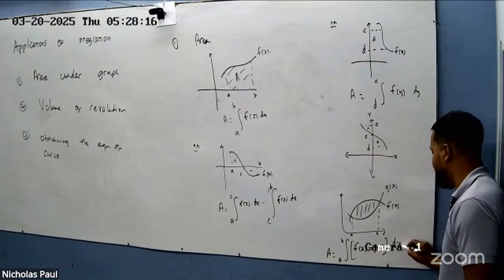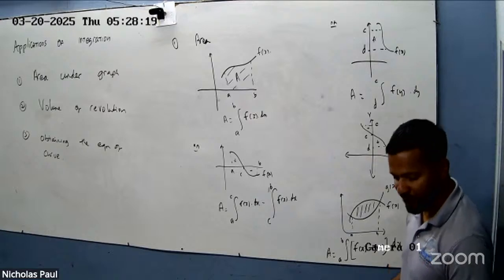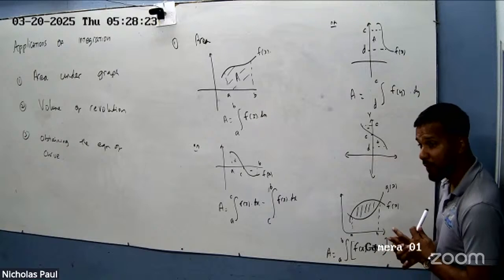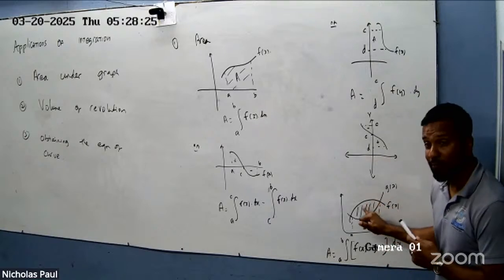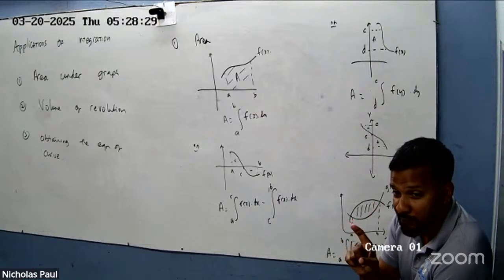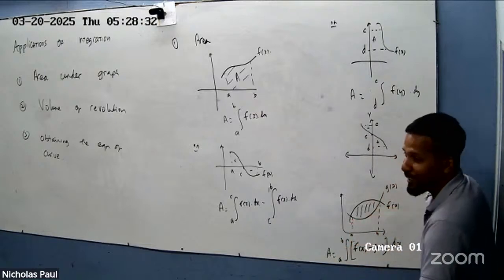And then the ends. That's okay? So you can just minus the one on top. You have to always figure out which one is on top, and then minus the bottom one.